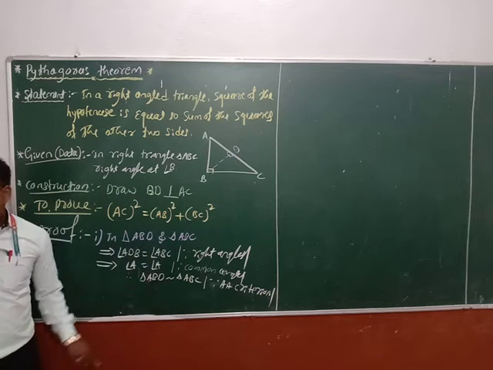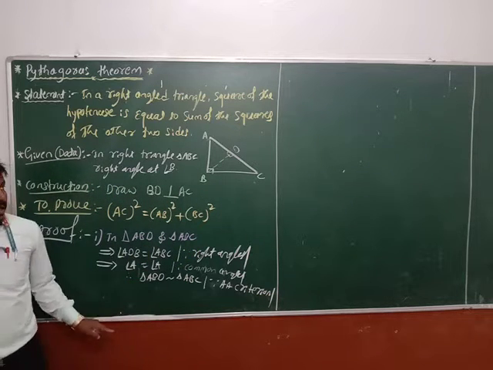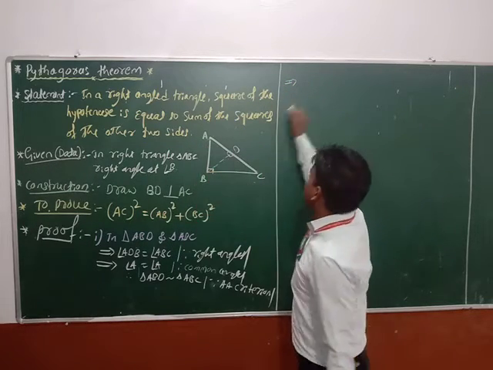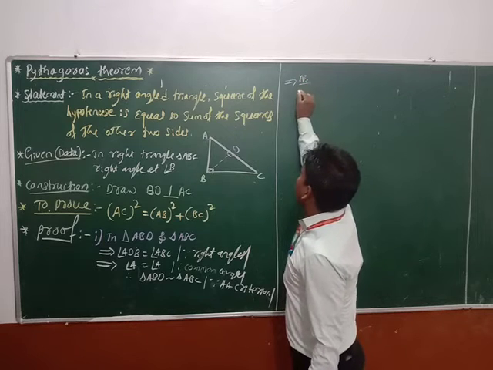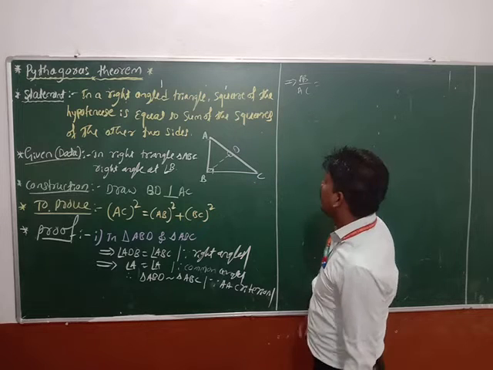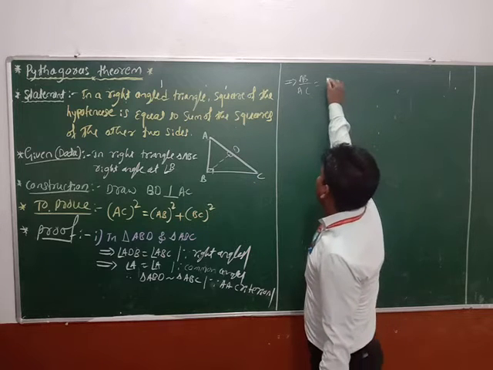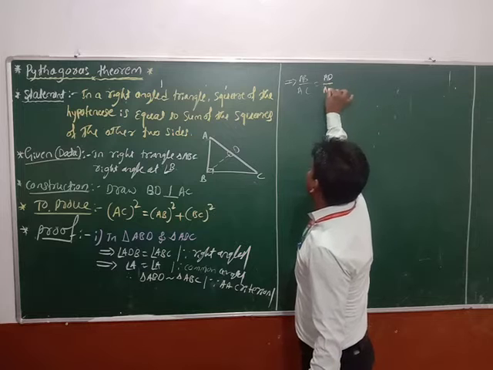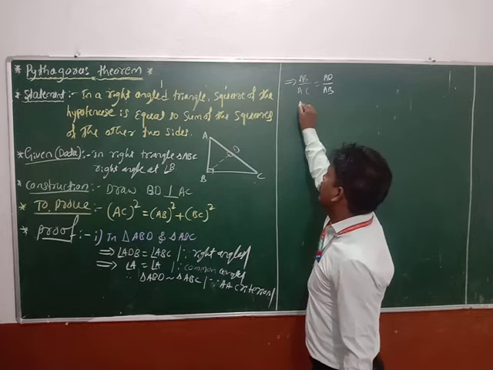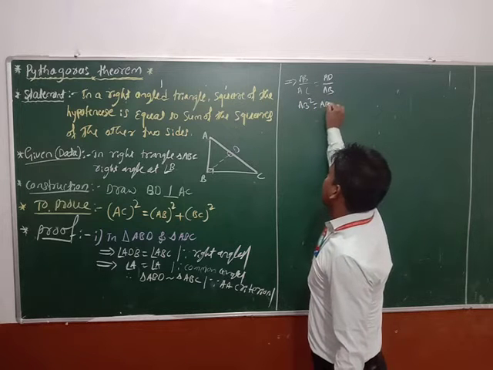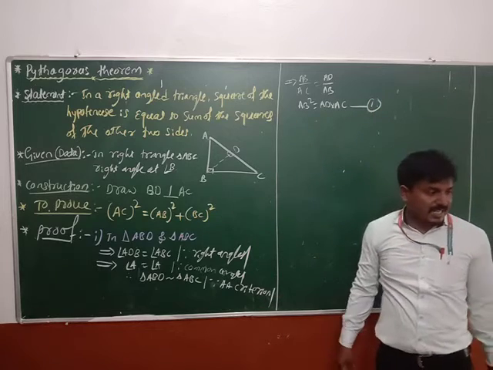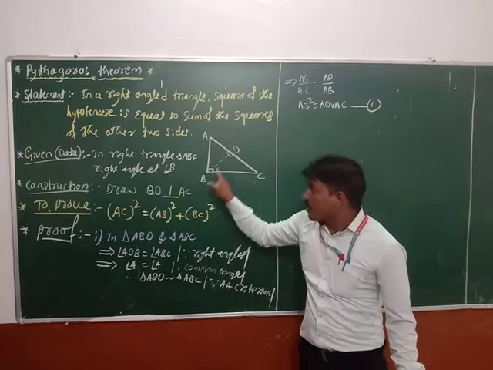When these two triangles are similar, you can write the ratio of corresponding sides. AB divided by AC is equal to AD divided by AB. Next, cross product: AB into AB. AB square is equal to AD into AC. You can consider this equation number 1. First equation is clear.